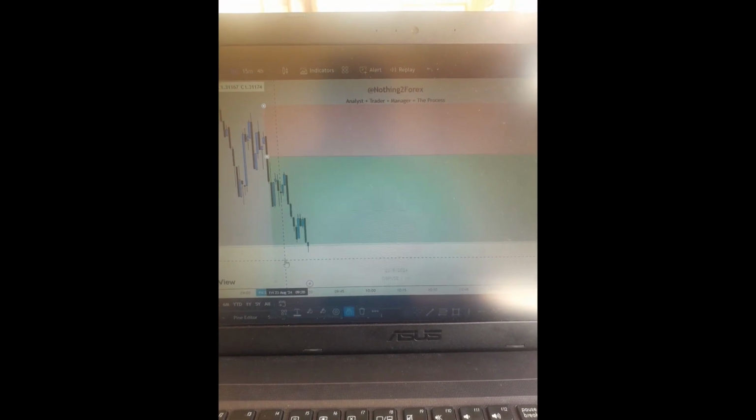Okay guys, this is GU, 1 minute chart, London session. My screen is not too clear, I don't know about the reflection, but this is a GU short that we've taken. It's a Friday. Right now, I'm going to be running this GU short, taking partials at 2.6 RR. We're almost there.